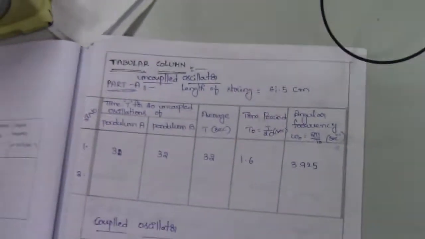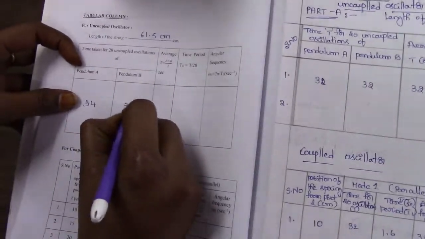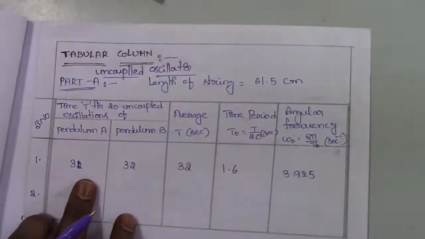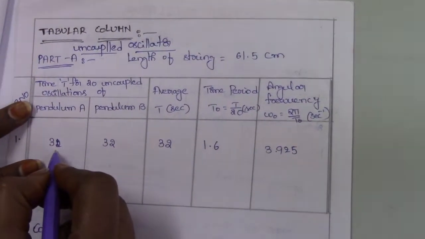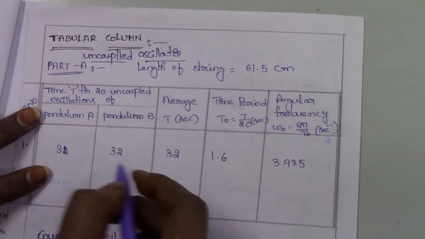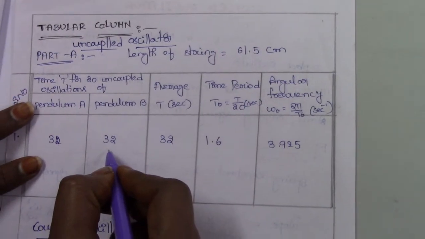So here also again I got the same 34, 34. This is what I have taken right now, but already we have done this experiment, so I am showing you those readings. It was 32 at the time when I did the experiment, and for pendulum B also I got the time period 32.